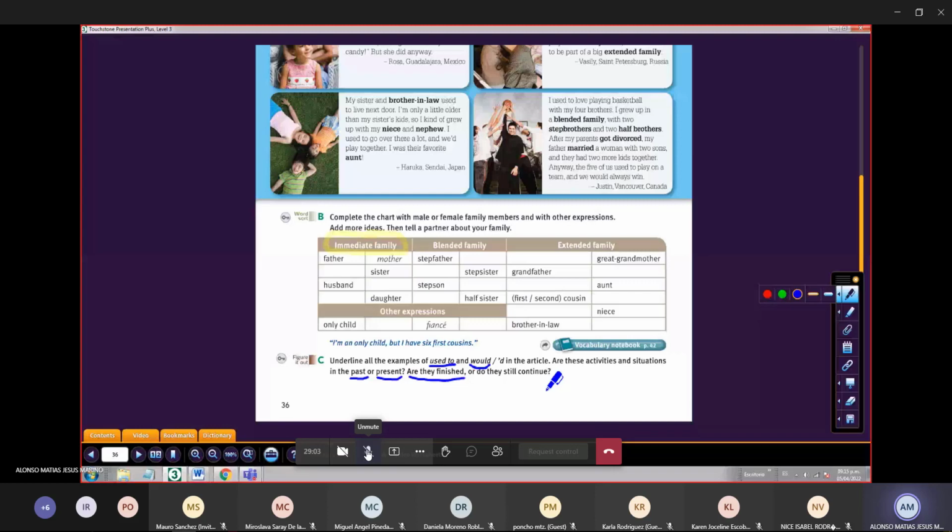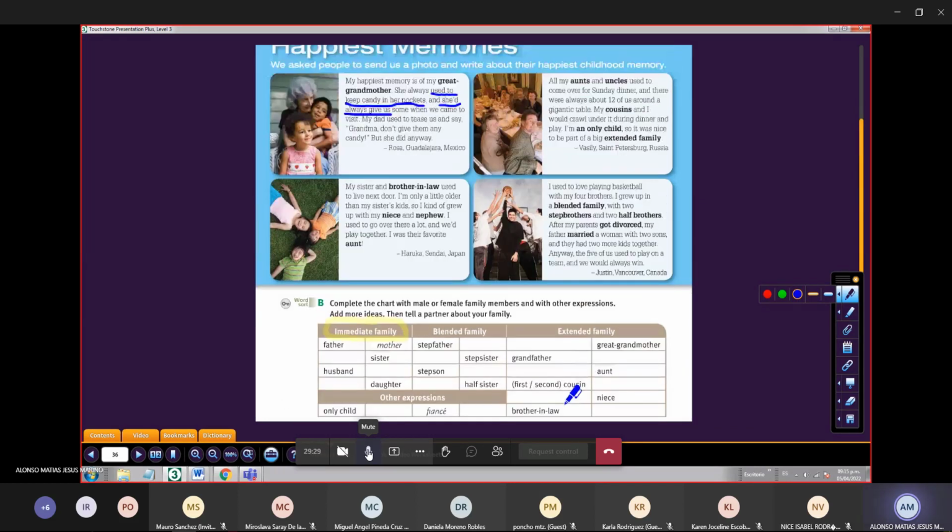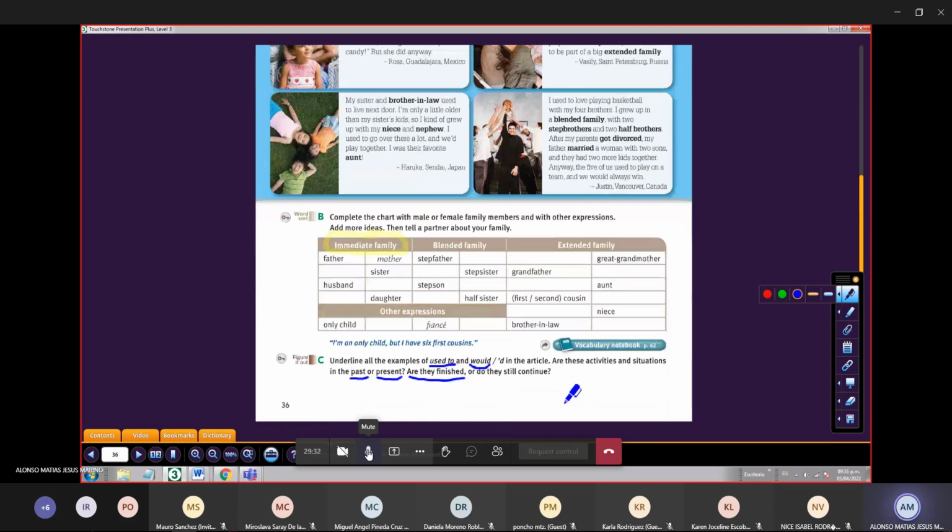Are these activities and situations in the past or present? In the past. Correct. Okay. Now I'm going to ask you this. This is the key to understanding this lesson. Are these activities finished? Are they talking about something finished? Yes, they're talking about something that is finished. These activities don't continue at all. These activities are not still going on in the present.